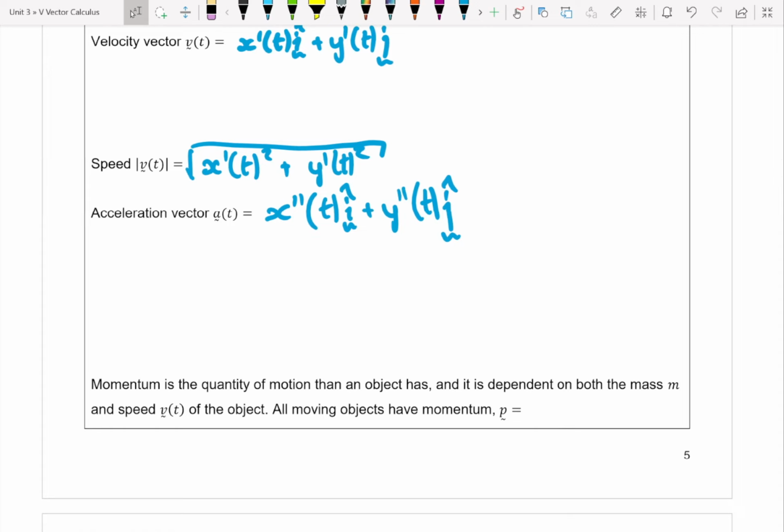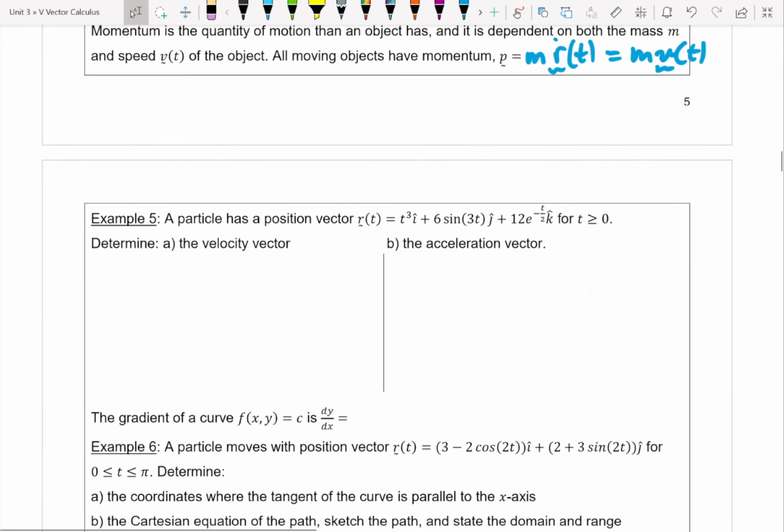Momentum is the quantity of motion that an object has. It's dependent on both the mass and speed of the object. So momentum is given by p equals m times the derivative of r, which is velocity. With vectors, textbook notation for the derivative of a vector is to put a dot above it. So this would be r dot of t, which is the same as m v of t with the vector symbol beneath it. That's momentum, given by p.